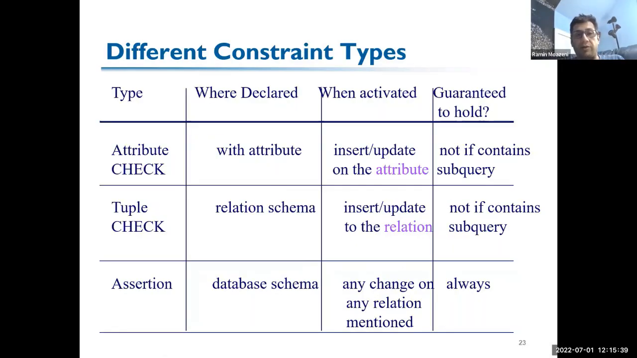Different constraint types, okay? There's attribute check, there's tuple check, there's assertions. Attribute check is declared with the attribute. It is activated when you insert or update on the attribute, and it's not guaranteed to hold if it contains a subquery, because it will be dependent on that particular subquery. What happens if that subquery returns null? Take that into account. So it may not hold if it contains a subquery.